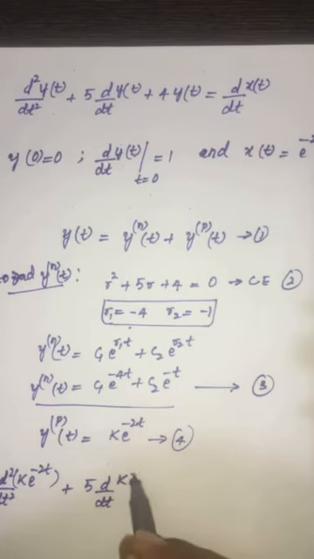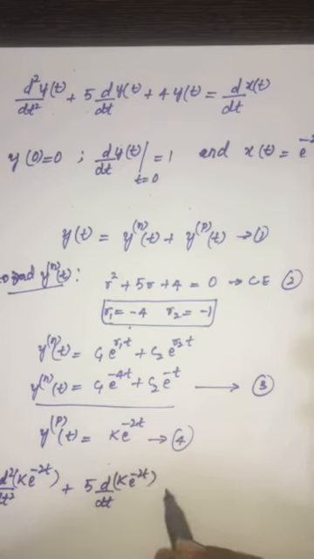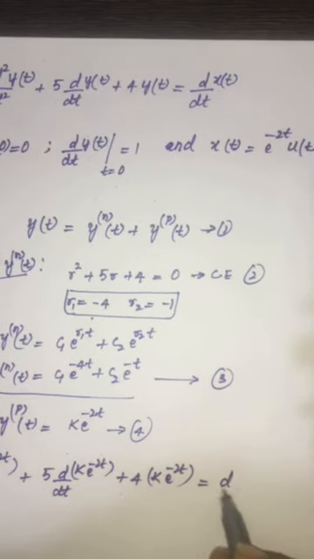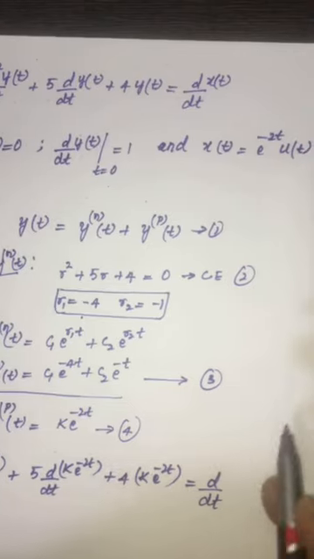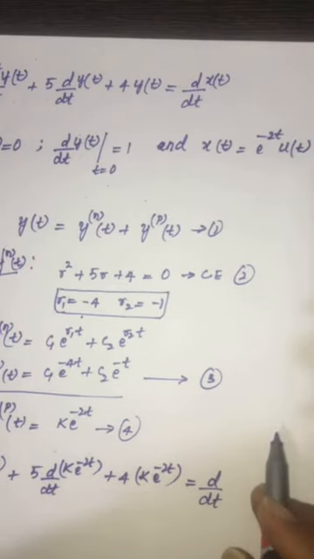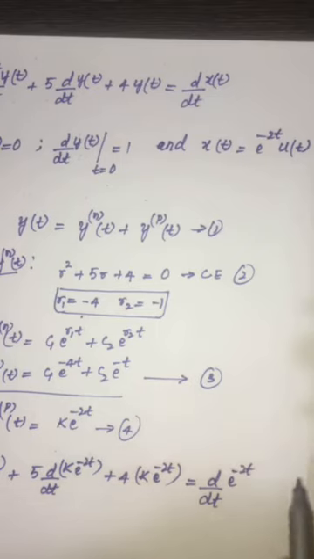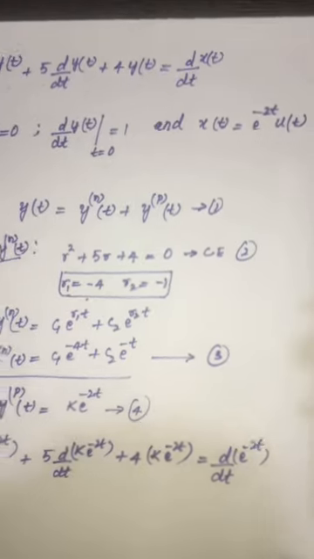And k e to the power of minus 2t plus 4 into k e to the power of minus 2t, y of t is equal to d by dt of x of t. What have they given there? e to the power of minus 2t into u of t. Therefore e to the power of minus 2t is enough, because u of t is equal to 1 from 0 to infinity. Therefore this is the input that we have obtained.